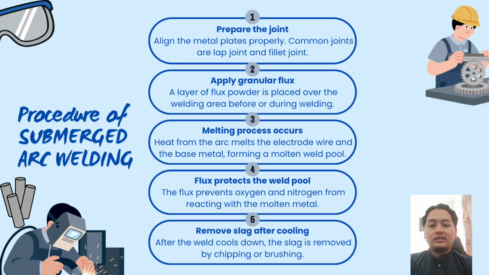The final step is slag removal after the cooling. After the weld cools down, some melted flux becomes a hard slag layer on top of the weld bead. These slags must be removed by chipping or brushing. Once the slag is removed, the weld can be inspected for quality and defects.